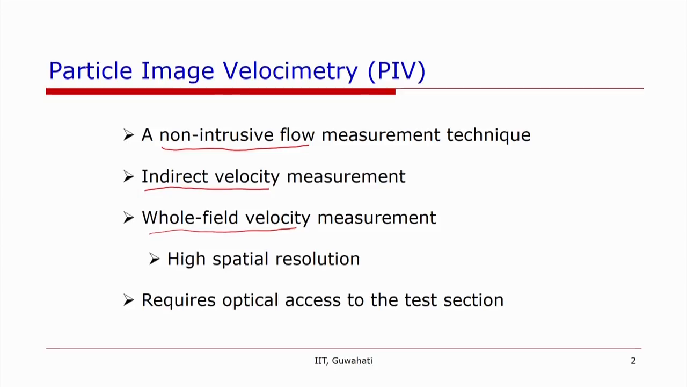One of the limitations of the technique is that it requires optical access to the test section. Optical access means that the light should be able to enter the test section, and it should be transparent so that the images of the test section can be captured. And this is not possible, for example, if one wants to take velocity measurements in an experimental setup or in industrial conditions, where most of the pipes or the industrial equipment will be opaque.